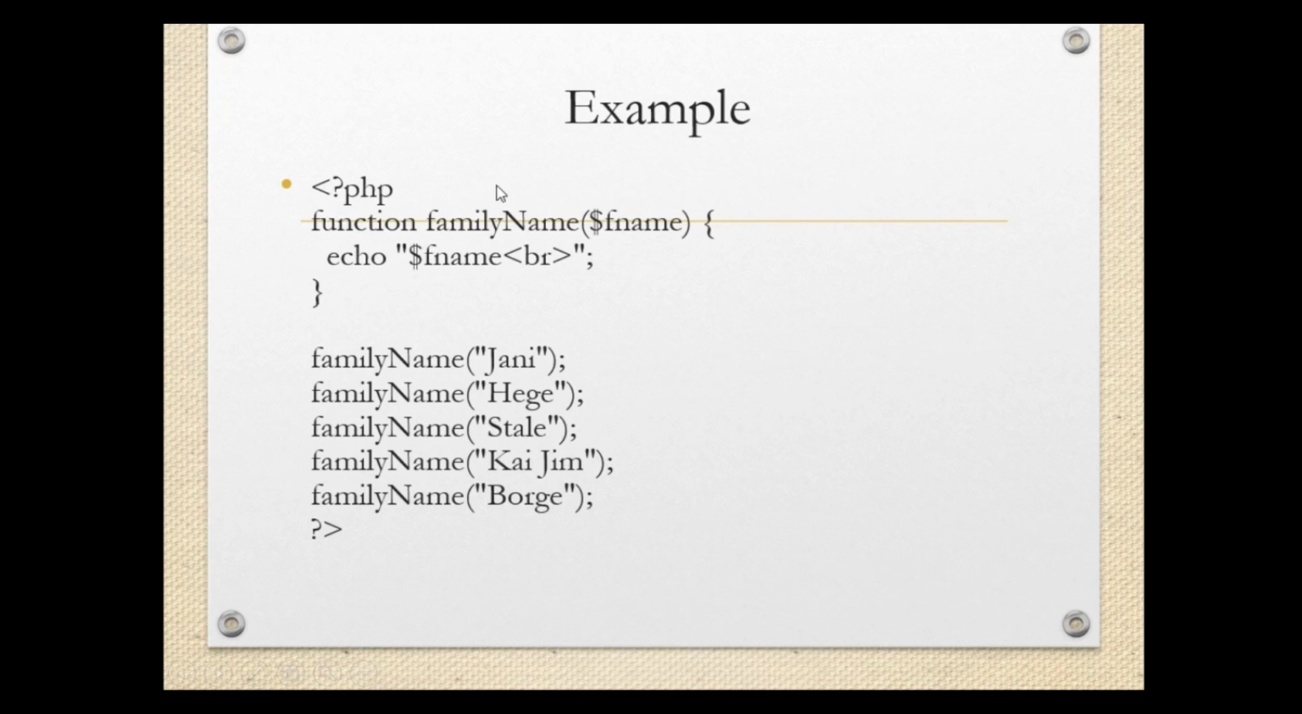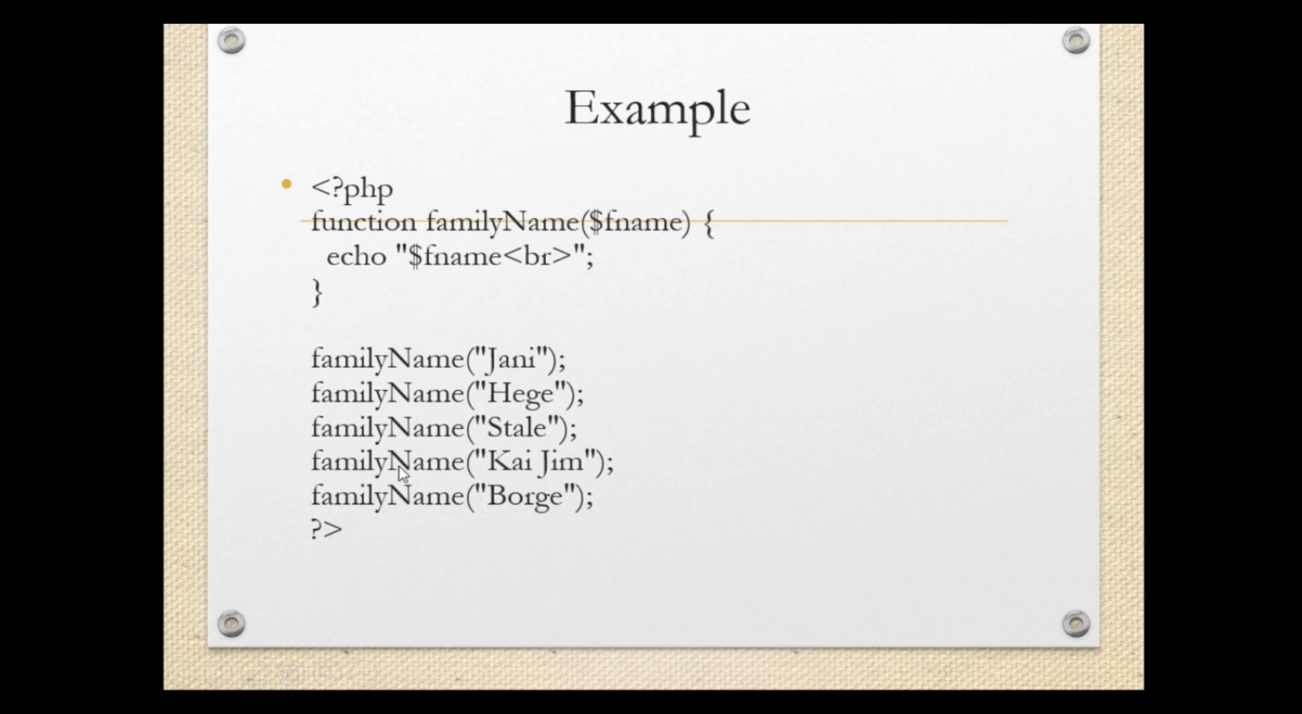Okay, we have opened the PHP tag, and we have declared a function with the keyword function. I have taken the function name as family name, and in the brackets we have passed one argument, or you can say variable, that is $fname. Echo, we are just printing $fname.